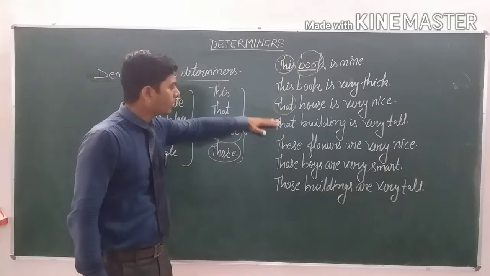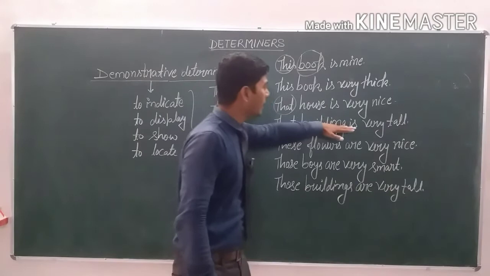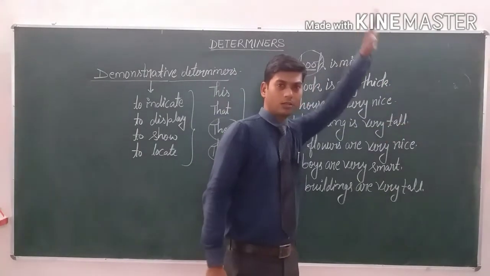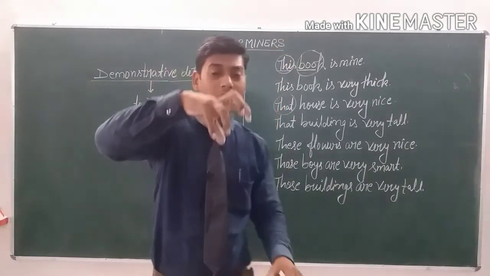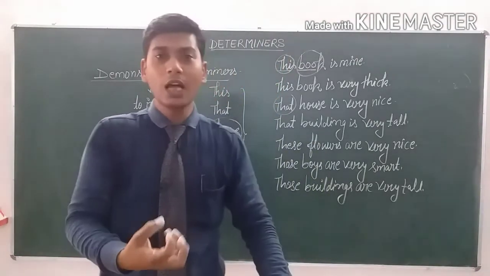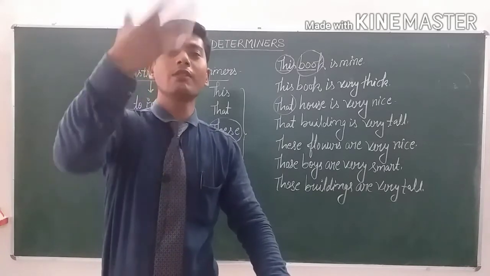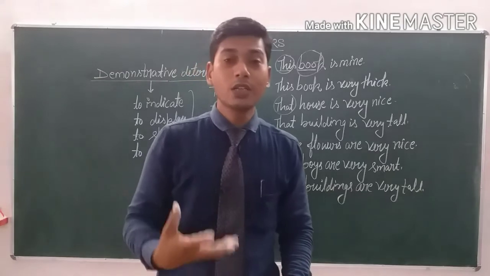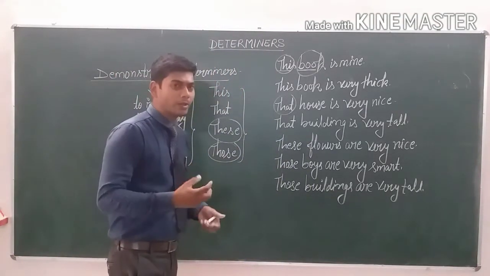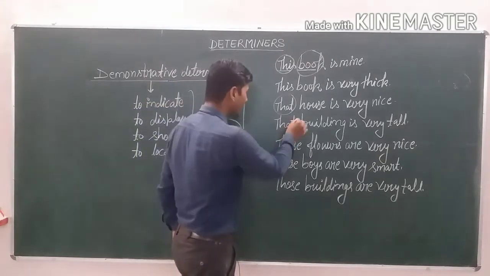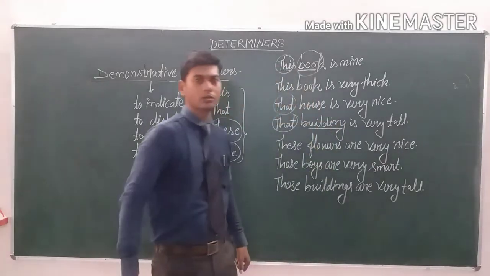Next sentence I have written, that building is very tall. That building, it means the building is not very close, not very near to me. It means far away from me, from the speaker, from the reader, so it is very compulsory to note down the demonstrative determiner that, and building is the noun also, right?